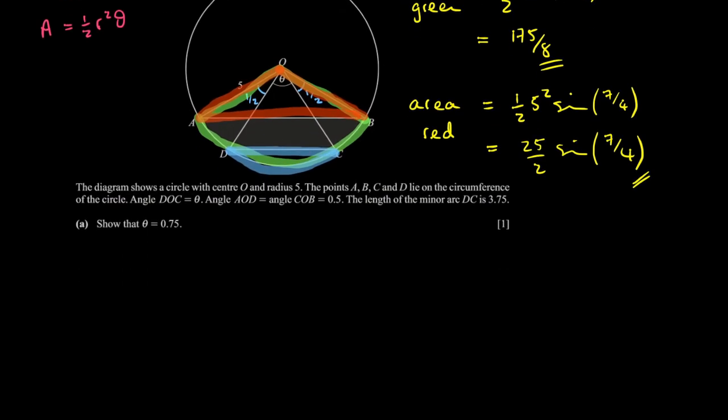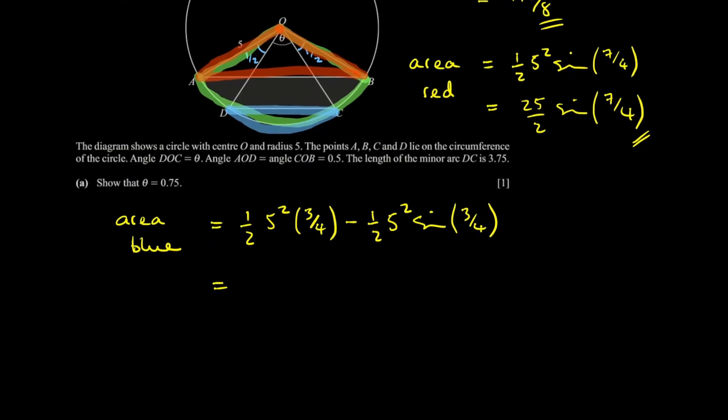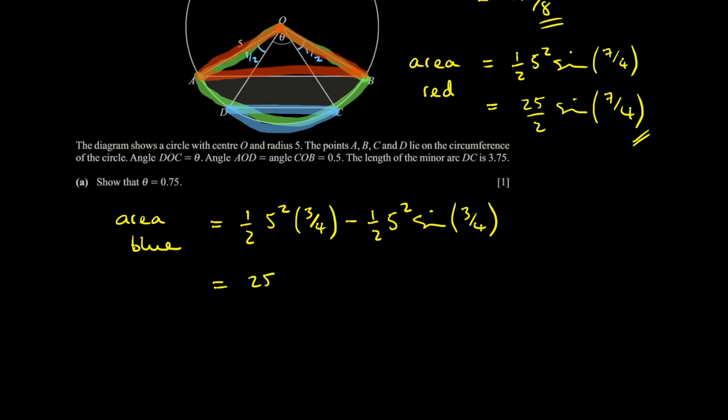Let me go down here. So the area in blue is going to be equal to the area of the sector, so a half r squared, 5 squared times by the angle, and the angle in this case is just theta, which is 3 quarters or 0.75. Minus the area of that triangle, which is a half bc, so 5 times by 5, sine of that angle, which is 3 quarters. So if I do that, I can factorize out the 5 squared upon 2, so it's going to be 25 upon 2 times by 3 quarters minus sine of 3 quarters.